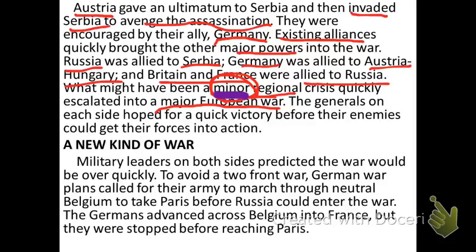So what should have been, let me clean this up a little bit and make this point again, what should have been a very minor regional crisis quickly escalated because of the alliance system into a major European war. And again, that's part of the problem.